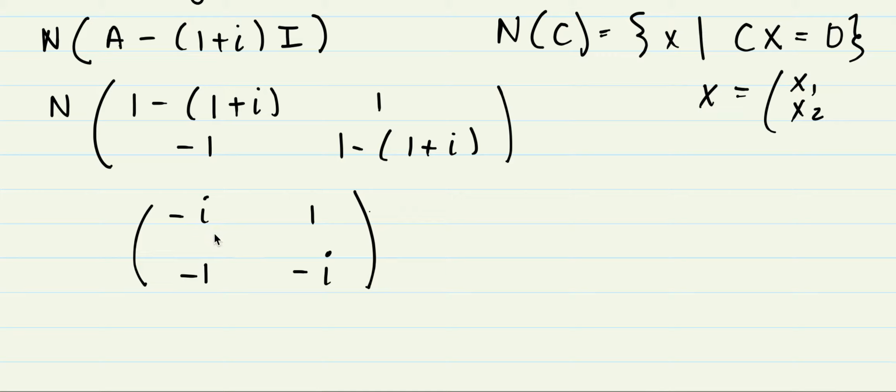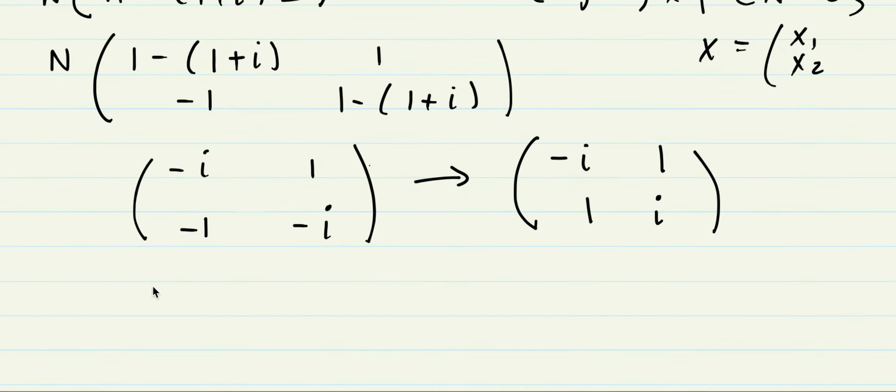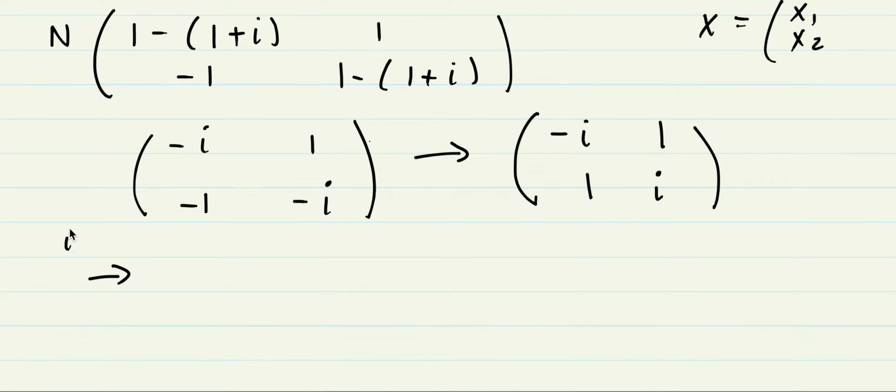I think what I'm going to do is actually just multiply this row by a negative. So I get negative i, 1, 1, i. And then from there, I'm going to multiply this row by i, then add it to this row to get rid of this negative i, and then exchange the rows. So I'm going to take i times row 2 and add it to row 1. And to get here, I just took negative times row 2.